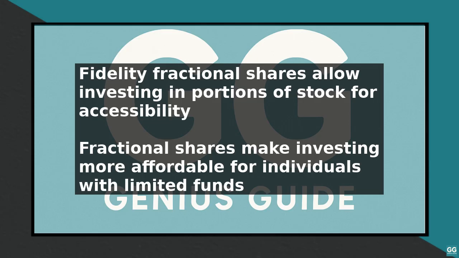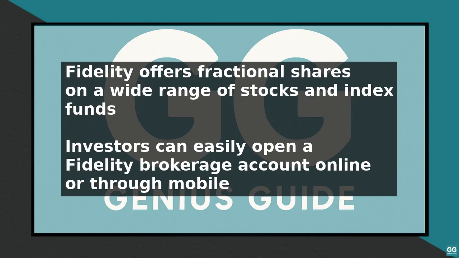The process of buying fractional shares is similar to buying whole shares. You simply need to specify the dollar amount you want to invest, rather than the number of shares. For example, if you want to invest $100 in a stock that costs $500 per share, Fidelity will purchase a fraction of the share. In this case, 1/5 of a share.